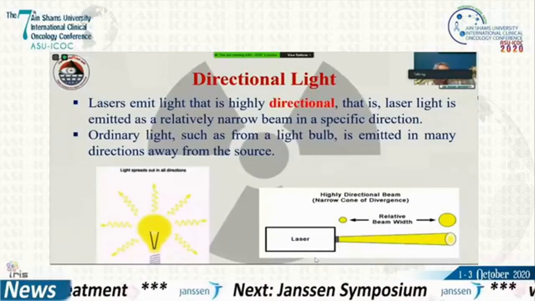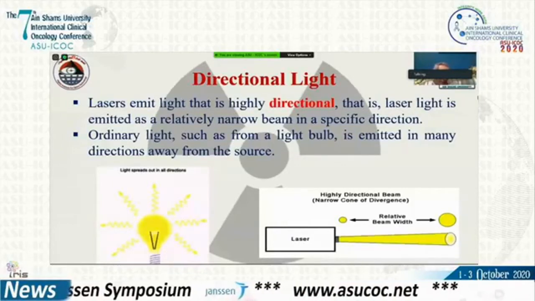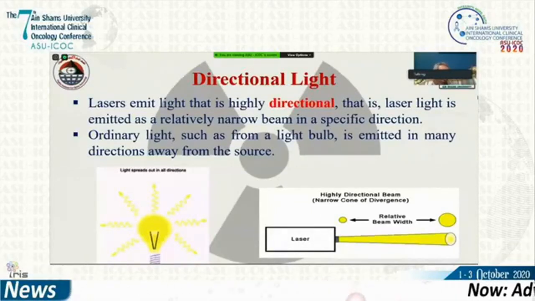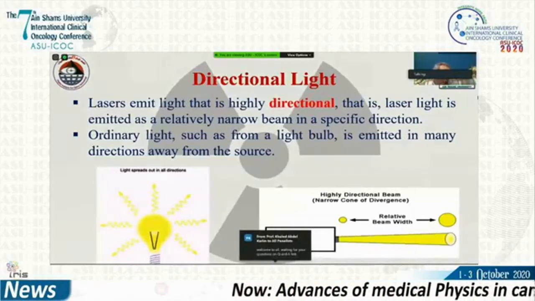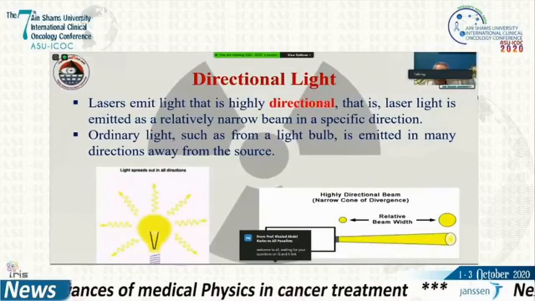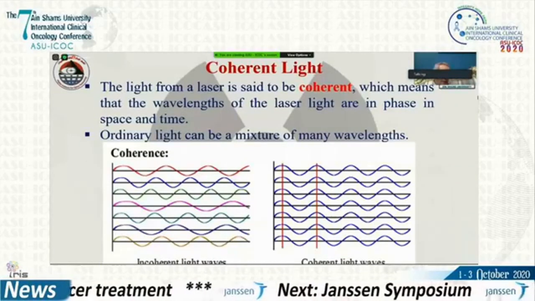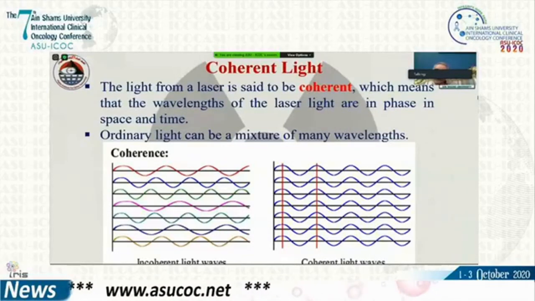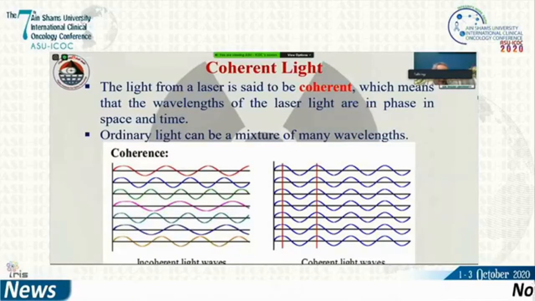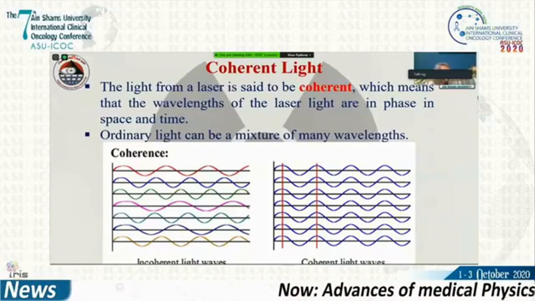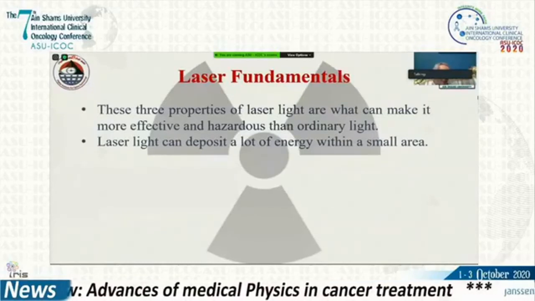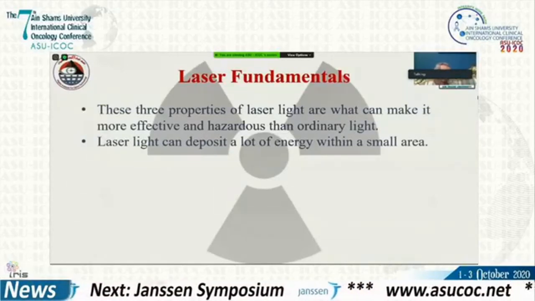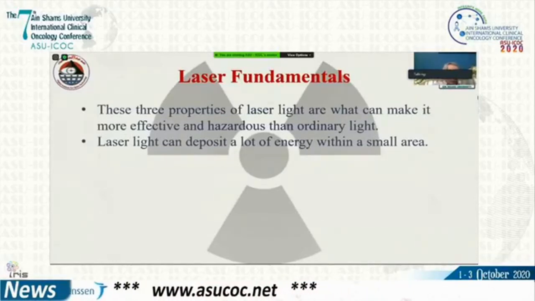Laser emits light that is highly directional. This means that laser light is emitted in a relatively narrow beam in a specific direction, while ordinary light, such as light from a bulb, is emitted in many directions away from the source. The light from a laser is said to be coherent, which means that the wavelengths of laser light are in phase in space and time, while ordinary light can be a mixture of many wavelengths. These three properties of laser light make it more effective and hazardous than ordinary light. Laser light can deposit a lot of energy within a very small area.